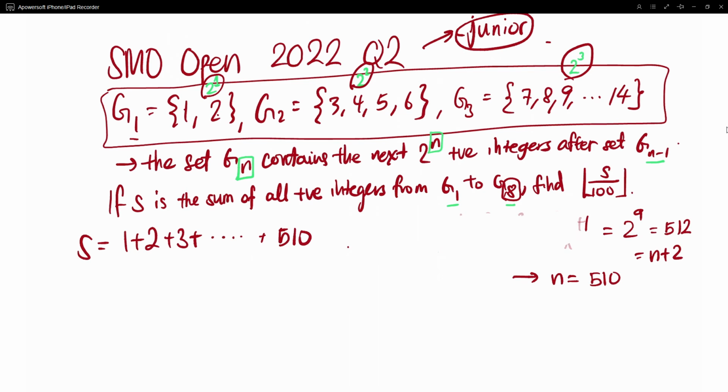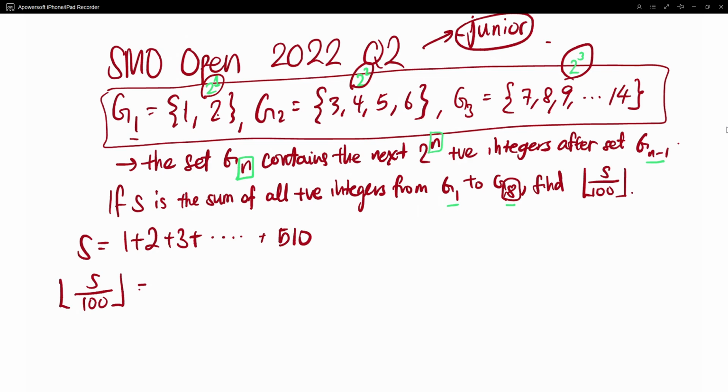And you realize that this question actually becomes very easy now, because it's the sum of natural numbers from 1 to 510. You can have the formula for this, but let's just evaluate the whole thing, including the floor function. So the floor of s over 100 is simply n, and n is 510. So 510 plus 1 over 2 times 100. Let's evaluate this.